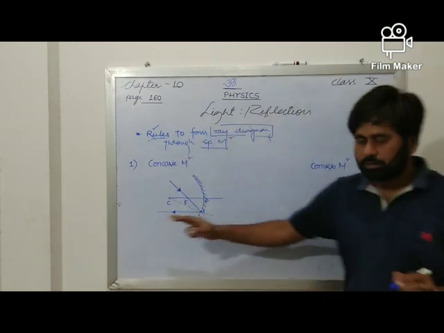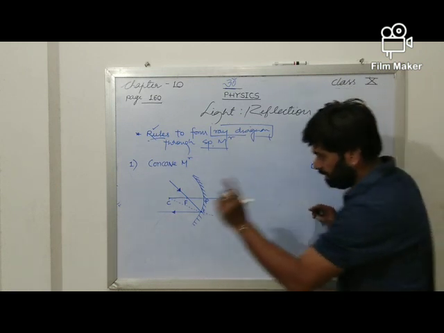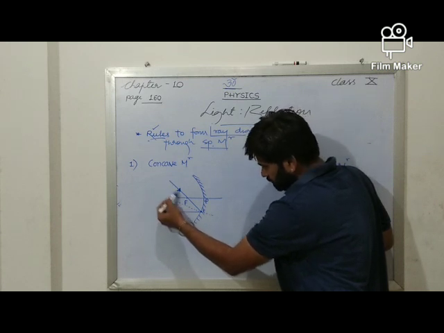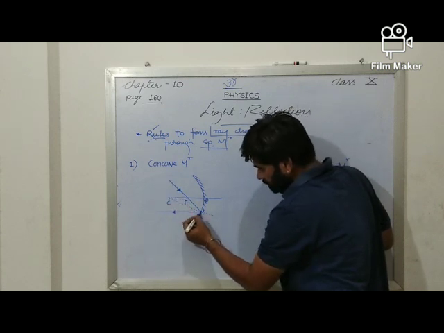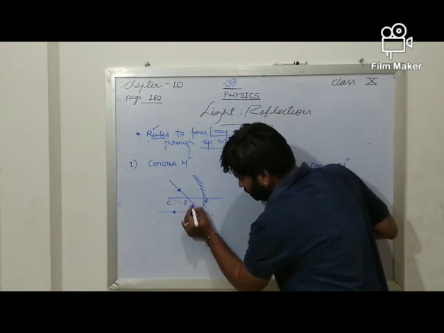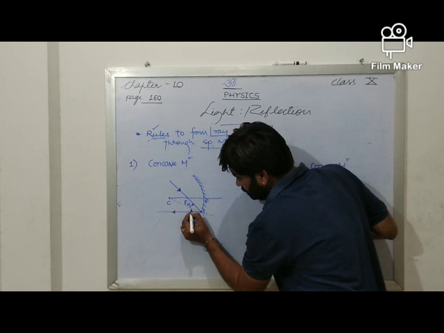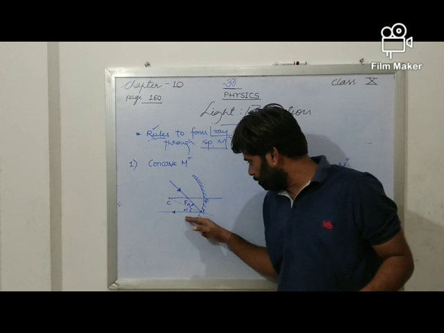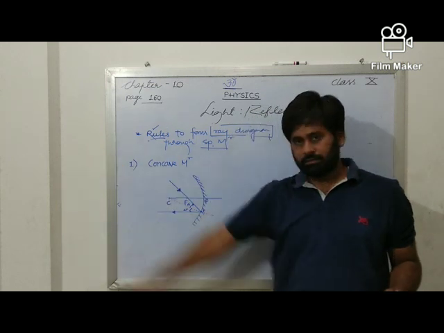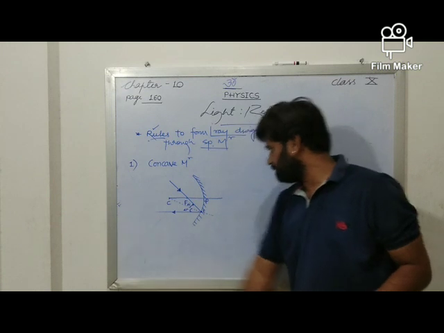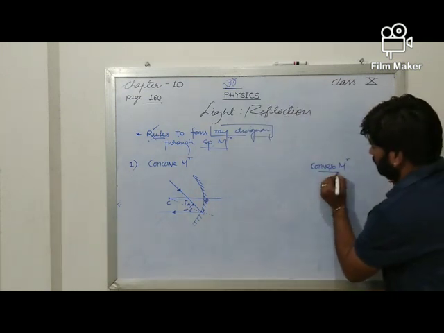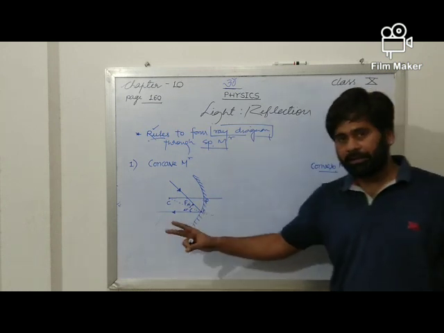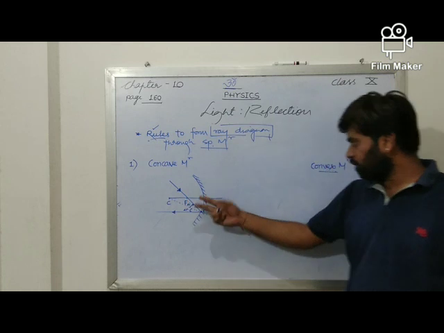It will move parallel to the principal axis. Again listen, when a light which comes towards the mirror and passes through the focus, this will be the angle of incidence, and this will be the angle of reflection. Passes through the focus, just after reflection it will move parallel to the principal axis. Now similarly, for the second one, we have to write both the statements separately. Yes, the statements are not the same.